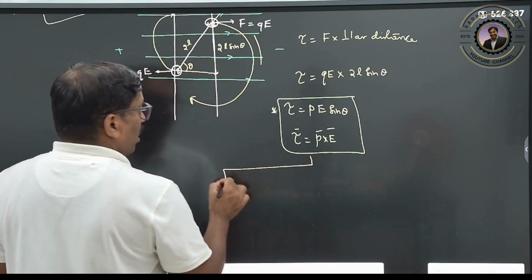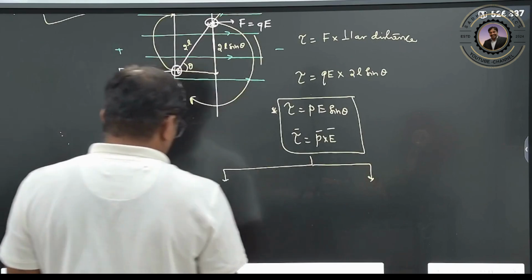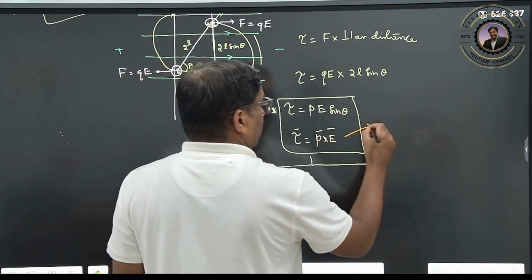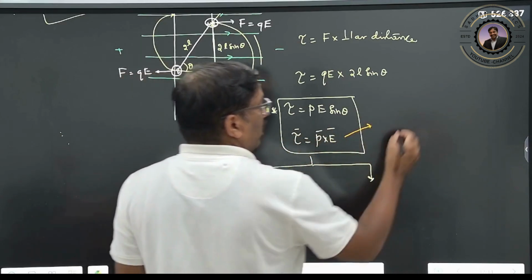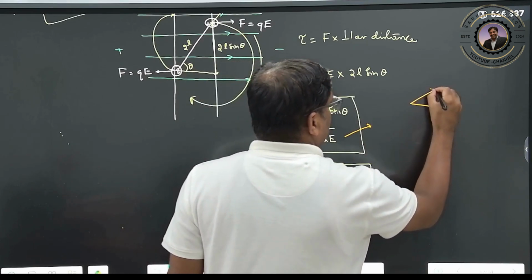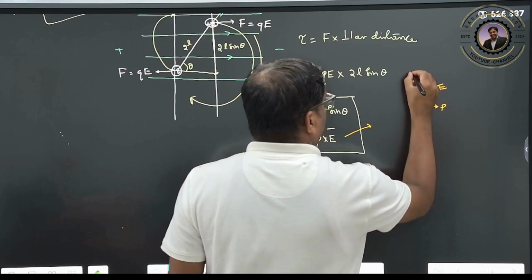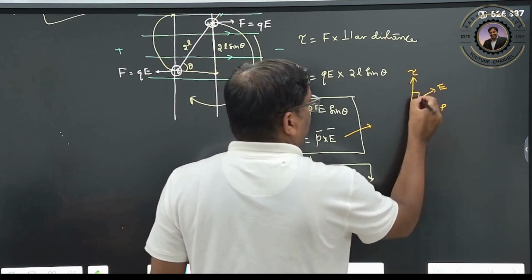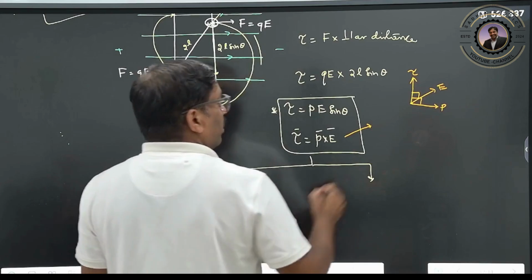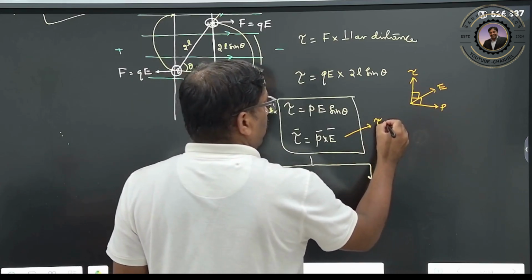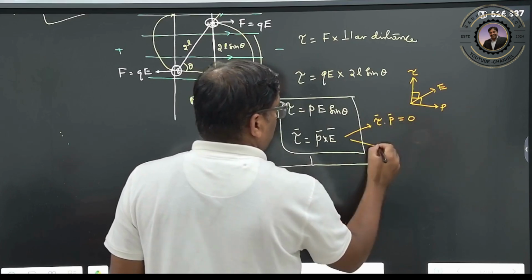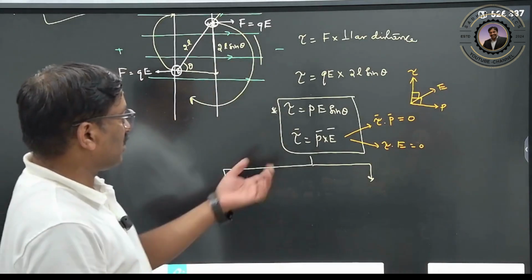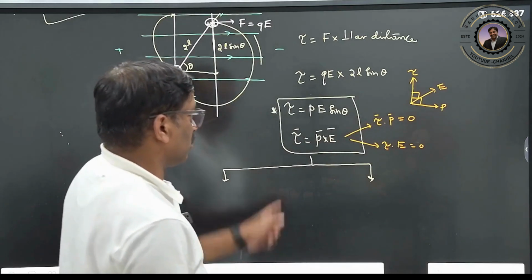So when will the torque be maximum? P cross E means the torque is perpendicular to this one. We already know this is P, this is E, so the torque is perpendicular to both. That means torque is perpendicular to E and torque is perpendicular to P. Therefore torque dot P is equal to 0 and torque dot E is equal to 0. Most of the time this question is asked in the examinations, so please check it out.